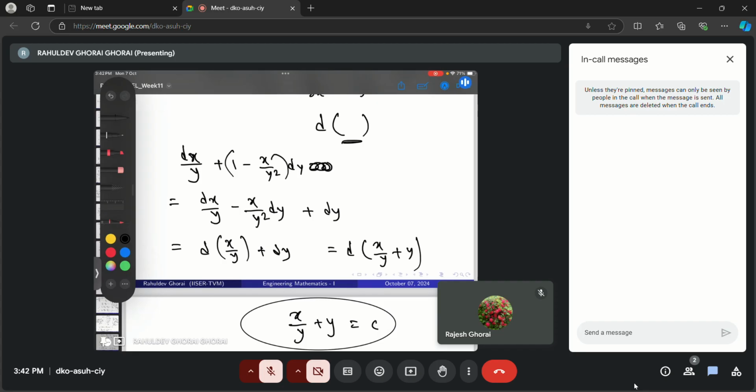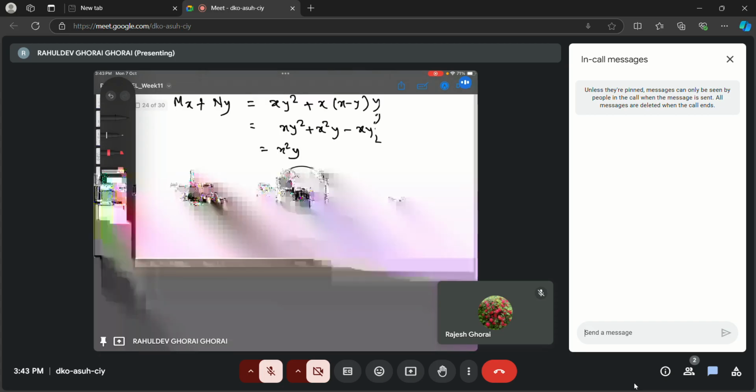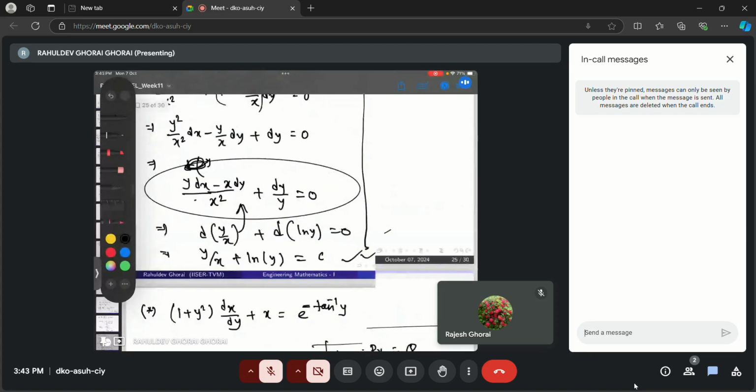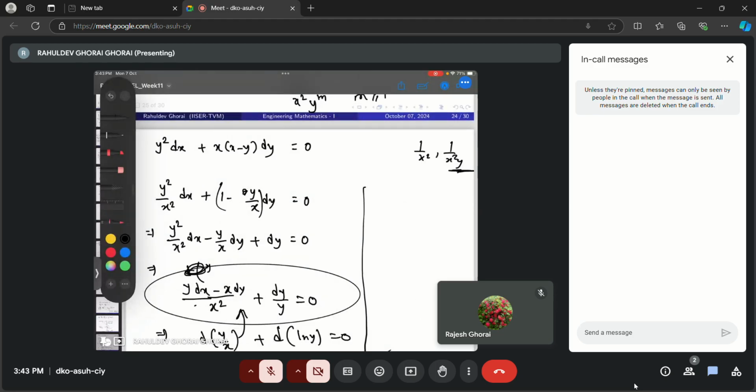Okay, so let's begin with the last question. The question is from the assignment: sin y dy/dx is equal to cos x times (2 cos y minus sin² x).